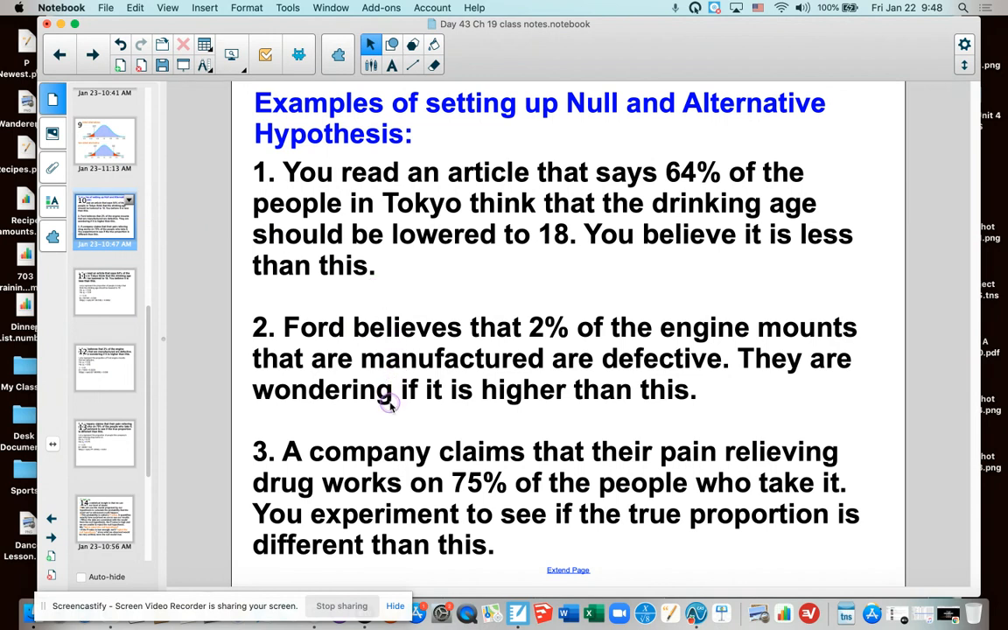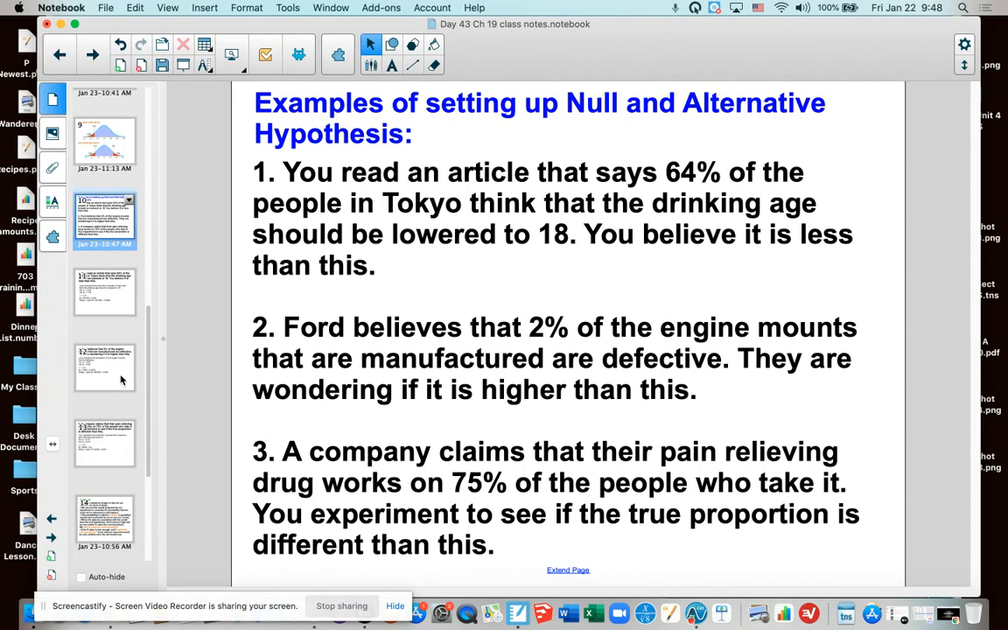Okay, so the second setup, Ford believes that 2% of the engine mounts that are manufactured are defective. They're wondering if it is higher than this. If you want, you could pause the video and try to write this setup yourself before I show you the answer, okay? I'll show you what I would do. So pause it if you wish, and write the introductory part just like I showed you on the last one, and see if you can do it.